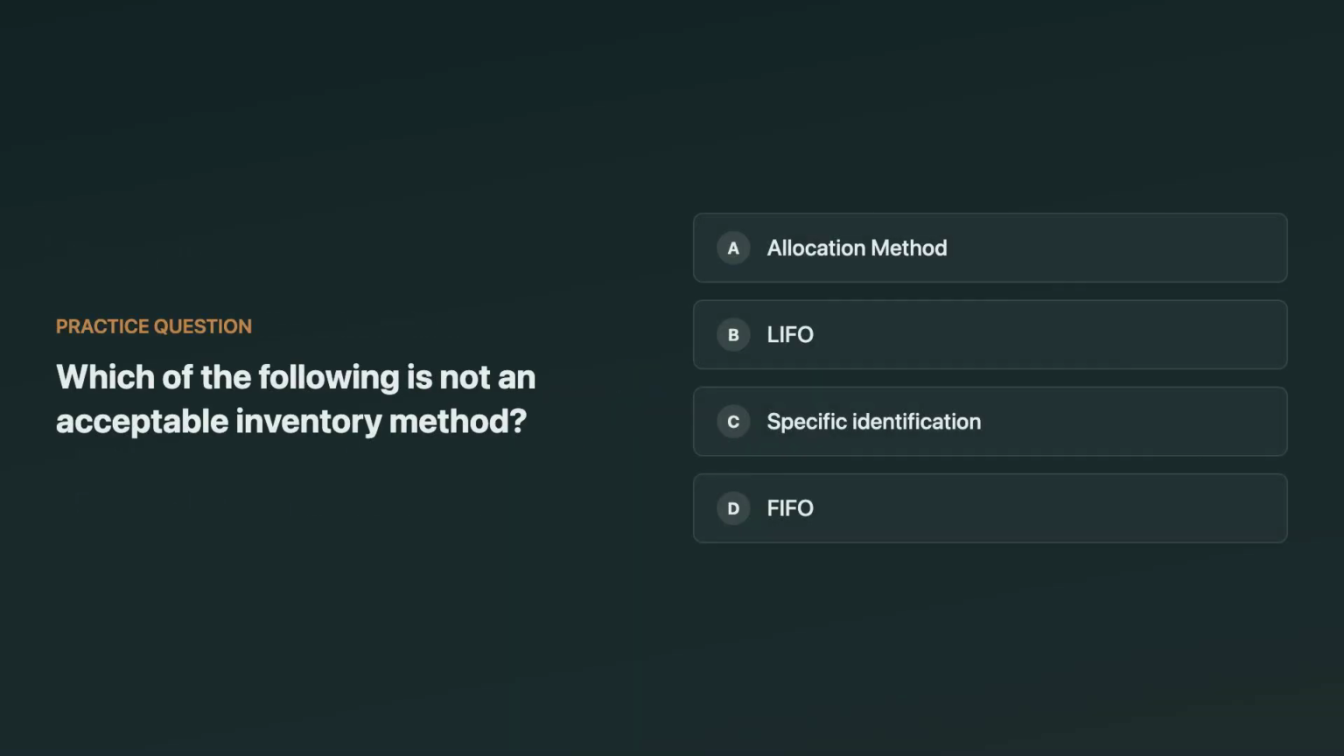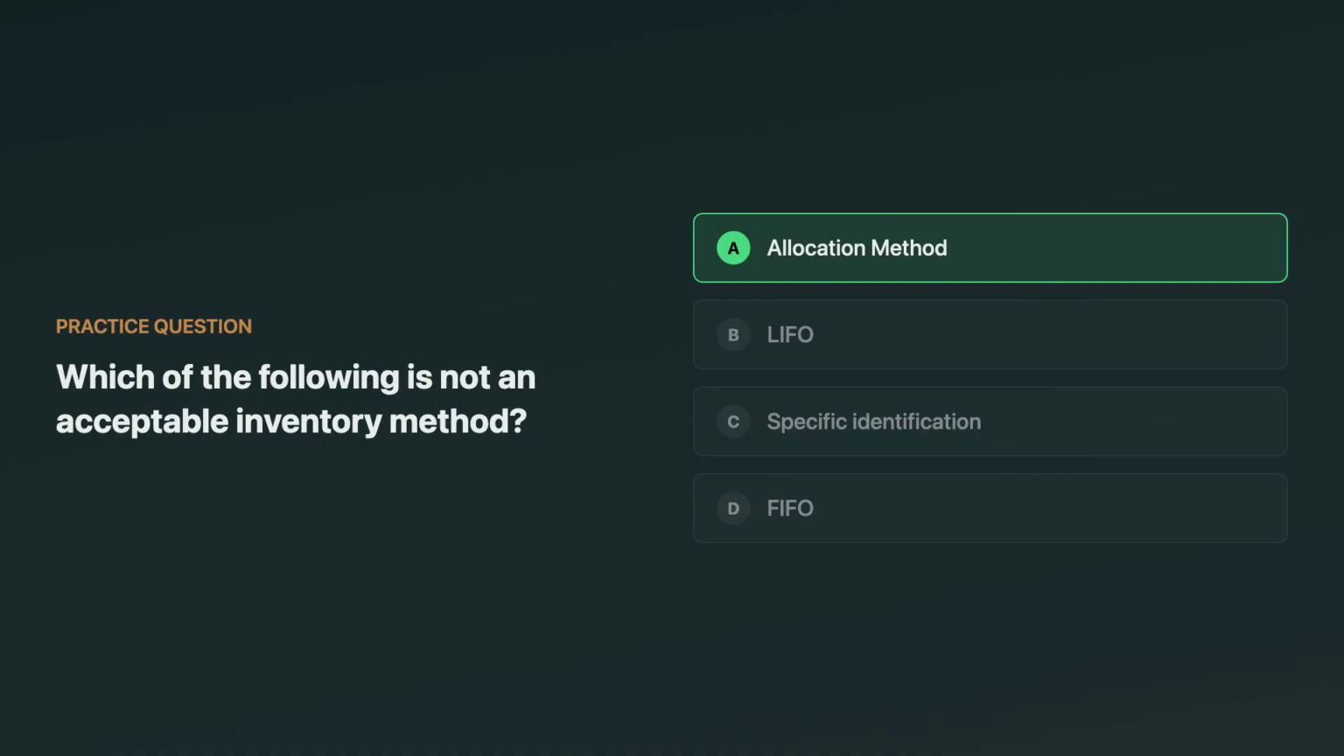Which of the following is not an acceptable inventory method for federal tax purposes? The choices include an allocation method, LIFO, specific identification, and FIFO. Remember, the IRS recognizes certain inventory costing methods, and the exam expects you to know the standard list. Think about it.